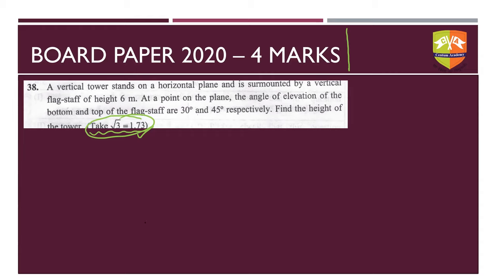Arya Rao says 2.5 height of tower. Oh, it's a previous one. No, this is. Oh, find the height of the tower. Okay, 8.21, 8.19. Different answers. Decimal places mein antar. 2 decimal points.